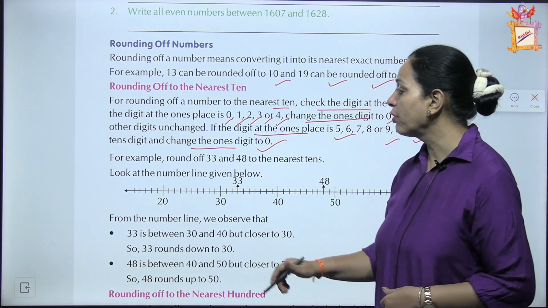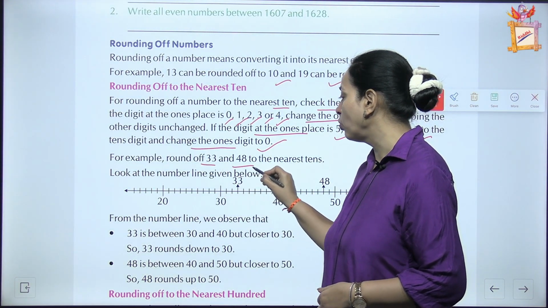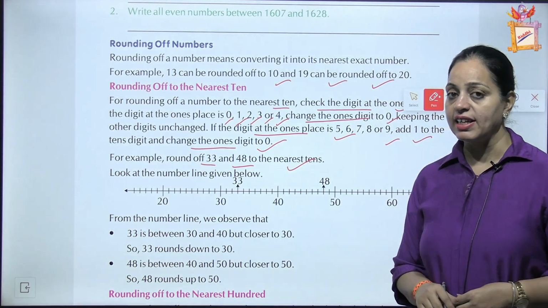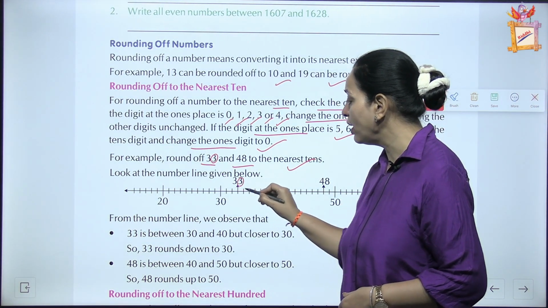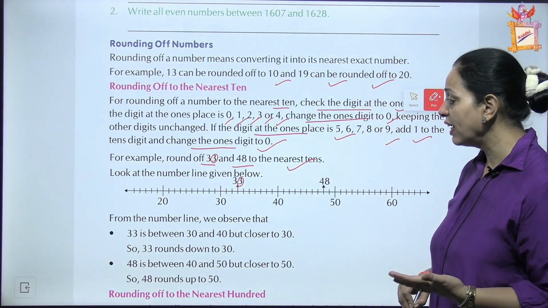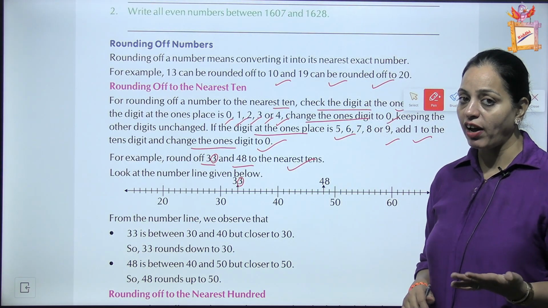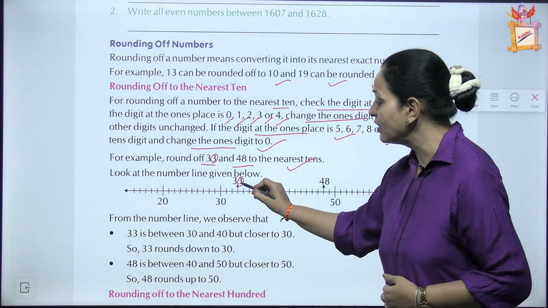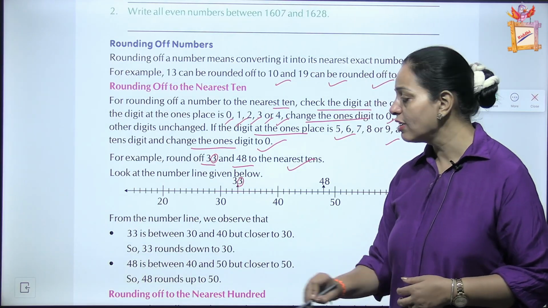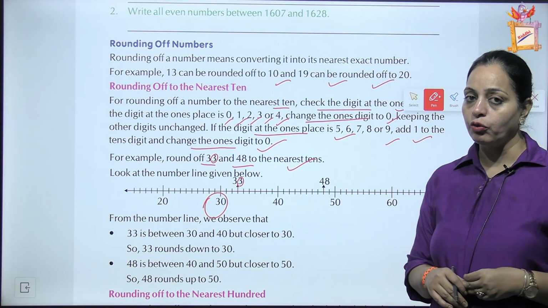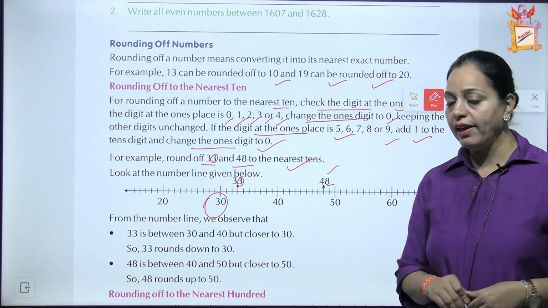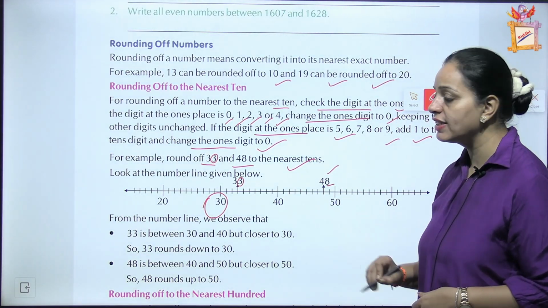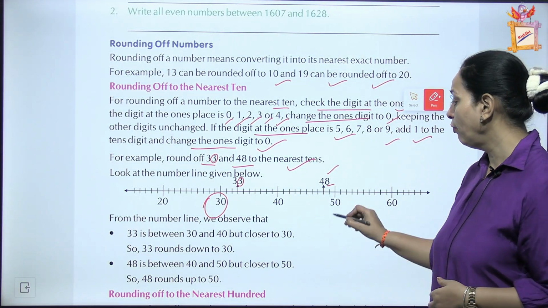See, for example, round off 33 and 48 to the nearest tens. Up 33, see the ones digit, this is 3. This is less than 5. So हम क्या करेंगे? इसे 0 बना देंगे and 3 as it is. So 33 is rounded off to 30. और 48 में ones digit 8 है तो इसको हम 0 कर देंगे और tens digit को +1 यानी 50.